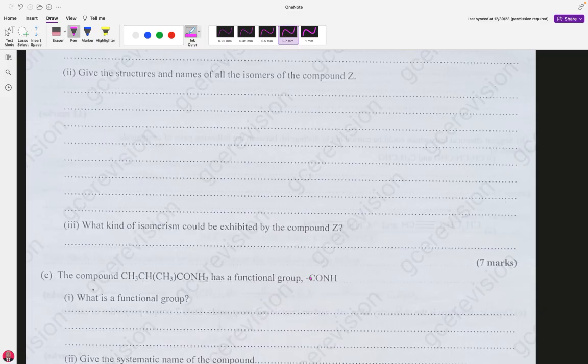So what kind of isomerism could be exhibited by the compound? I can say fully it is a functional group isomerism. This is a functional group isomerism that is being exhibited by these isomers here.